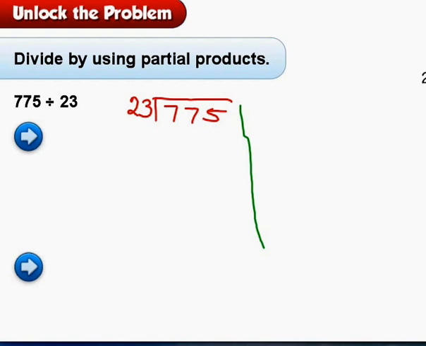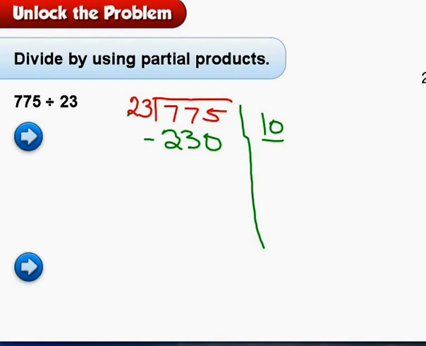We should now break up that 775 into multiples of 23. The easiest multiple of 23, as we've learned, would be 23 times 10, or 230. So let us begin by putting a 10 on the right-hand side, and then you will ask yourself, 10 times 23 is what? And we have 230 here.